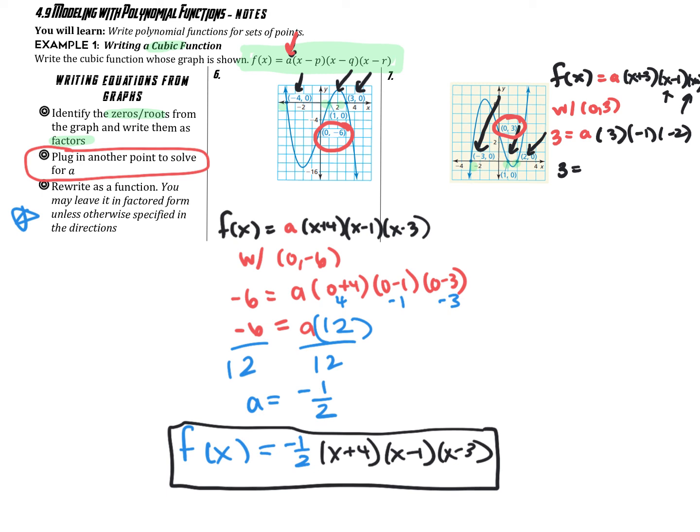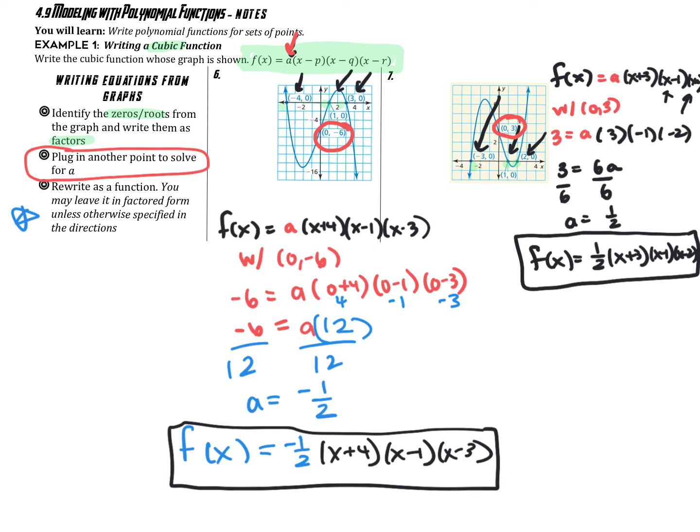Well, that's going to be 3 equals 6a, not -6, +6a. Negative times a negative is a positive. Then I'm going to divide both sides by 6. That's going to give me that a is 1/2. So f of x is going to equal +1/2 times x plus 3 times x minus 1 times x minus 2.